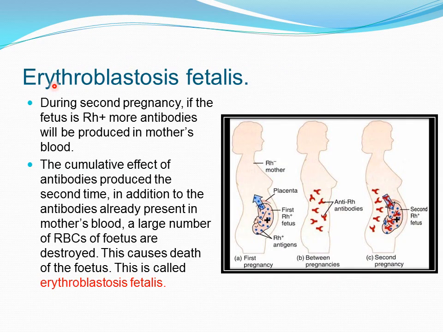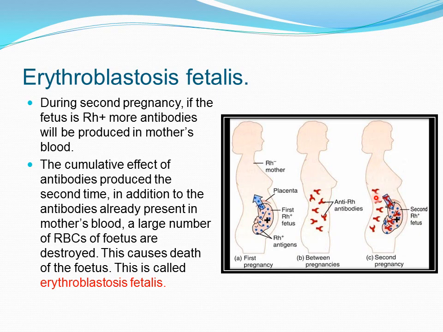Erythroblastosis fetalis. This is the term we have already discussed in the previous slide, when we discussed the incompatibility during pregnancy. So what is happening in this erythroblastosis fetalis? We have told already that during the first pregnancy, enough antibodies are not produced which can harm the fetus. But during the second pregnancy, when the fetus is Rh positive, the mother's body already has some anti-Rh antibodies, and the baby again triggers the mother's blood to produce more antibodies.